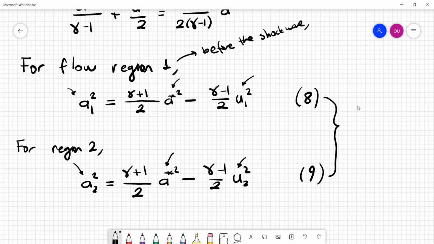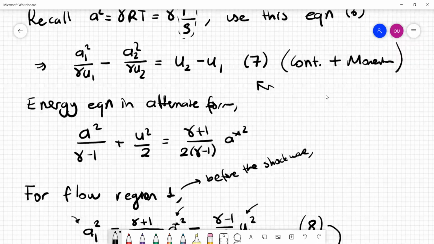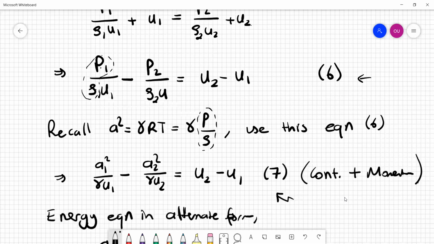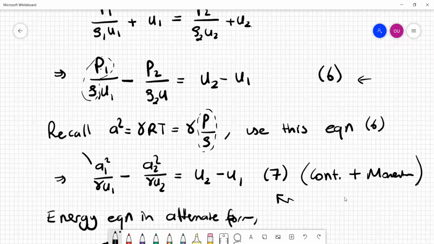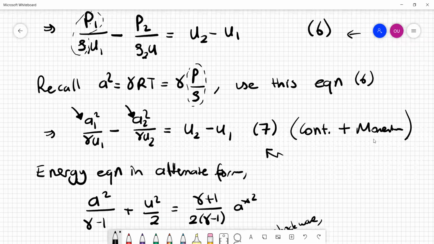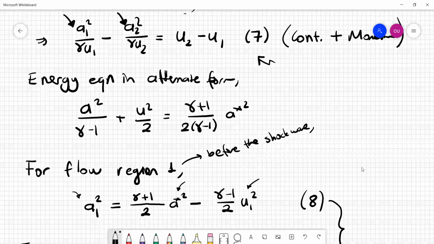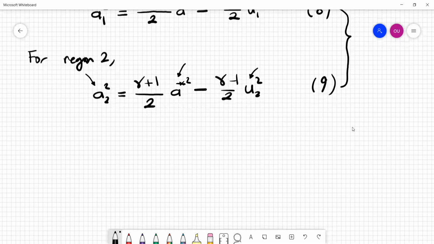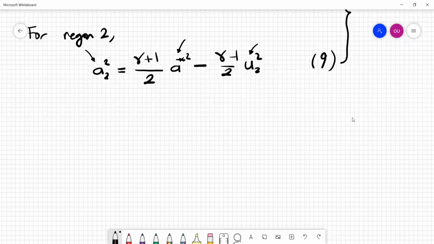Now I have an expression for A1 and A2 from the energy equation. Where do I need A1 and A2? Well, I need them here in equation 7, which is the combination of continuity and momentum only. Now, if I insert that A1 and A2 here, it will be a combination of continuity, momentum, and energy conservation. One equation representing basically all the physics. If I do that, let's write that.